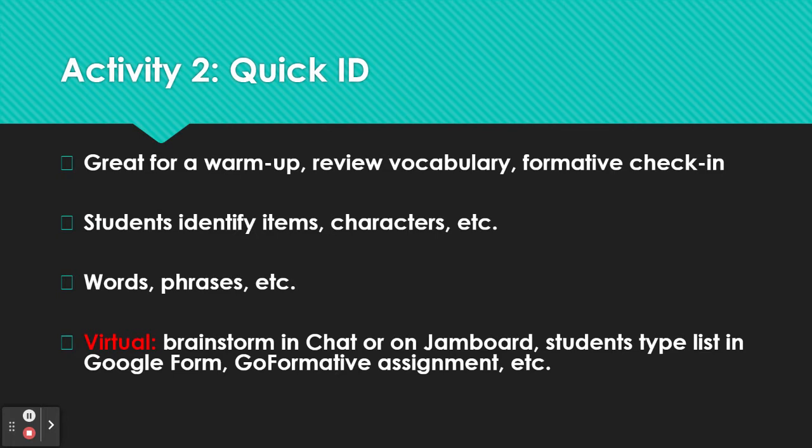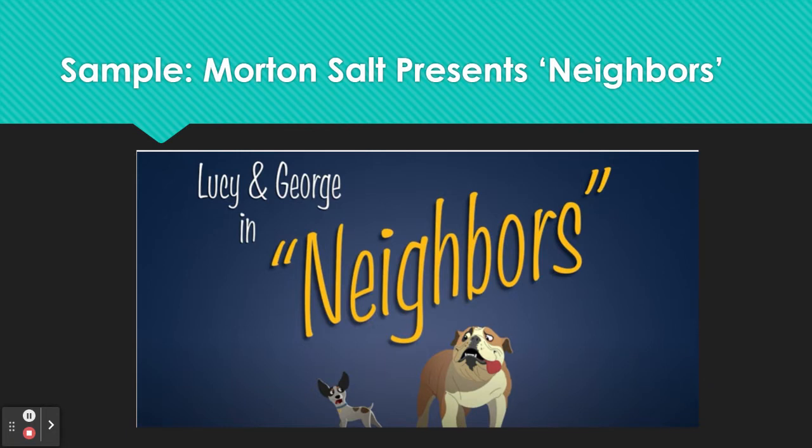The second activity I've nicknamed Quick ID. This is especially great to start a class, to perhaps check in on background knowledge or review previously covered concepts, even just as a quick formative check-in on a topic that you've been working with. Students can identify things like items, characters, they could do descriptions of people. Again, in this, you're not really looking for full sentences, you're looking for some words, some phrases. And again, virtually, this could work pretty well with using your chat or Jamboard options. Students could type a list in a Google Form. You could use a Go Formative assignment with the video embedded right in there, and you could simply ask students questions to quick ID something.